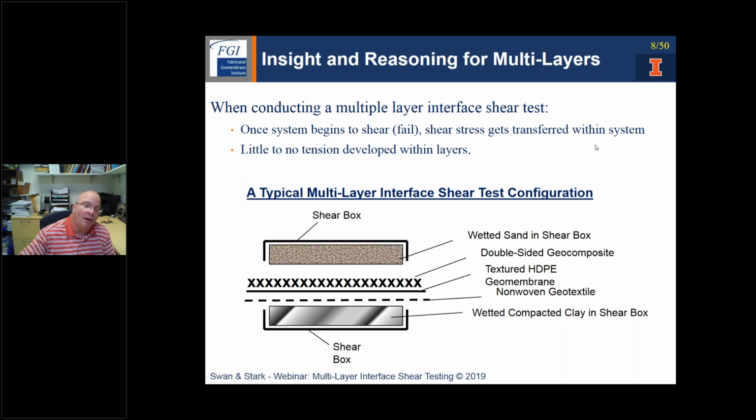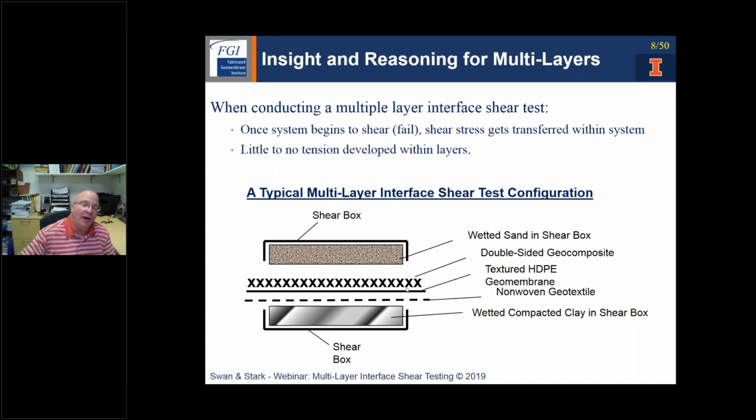But also, it would be a function of the normal stress. So there's definitely a normal stress relationship as to when one interface may be stronger at a normal pressure than it might be at a different normal pressure. And what we actually have now is we've removed the little or no tension that can develop in the layers because none of them are constrained to any of the shear boxes.